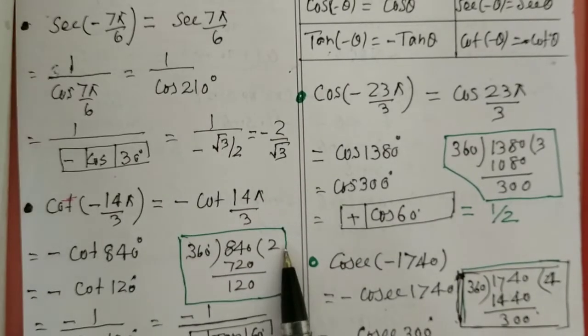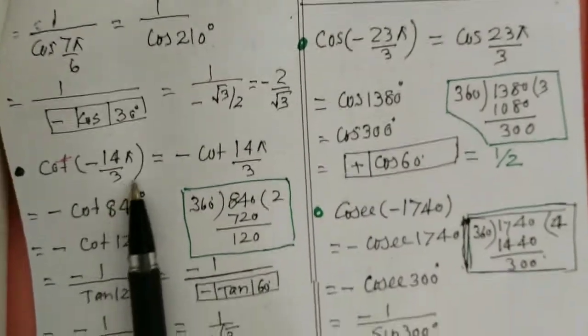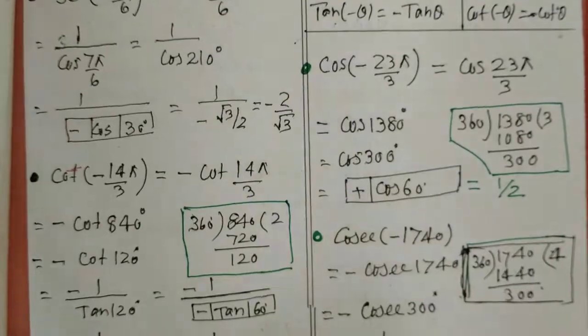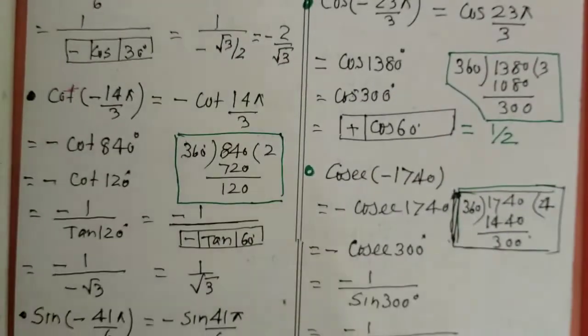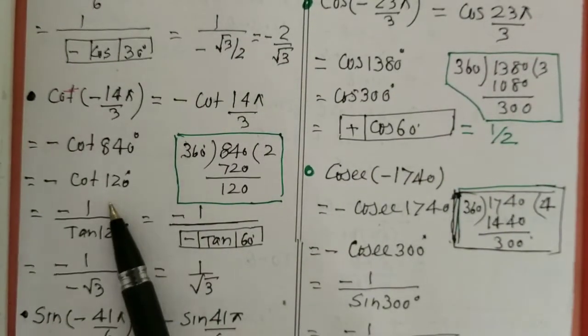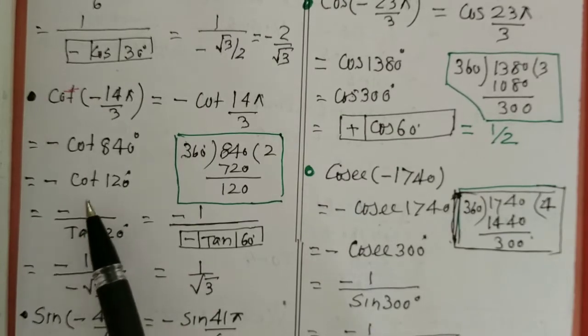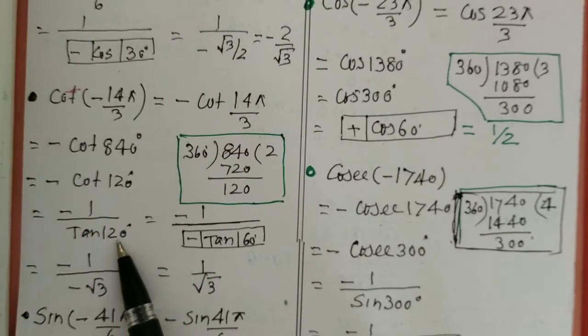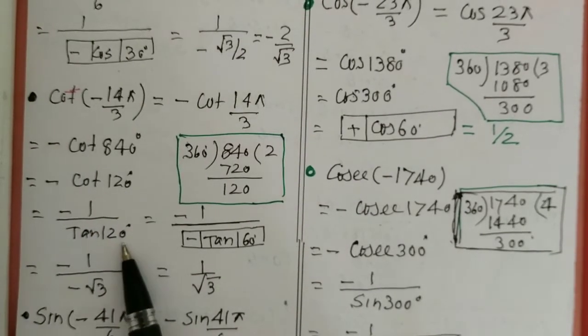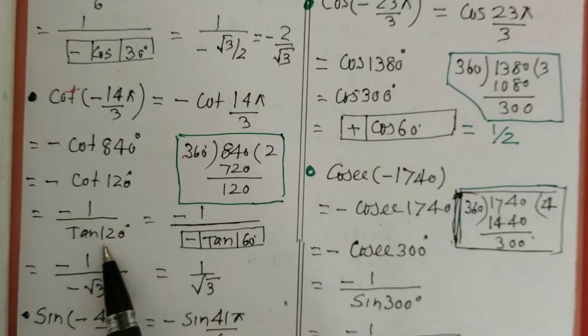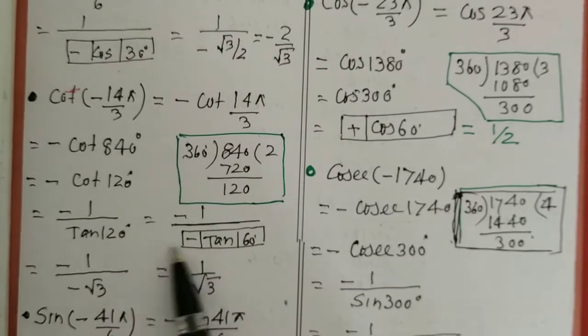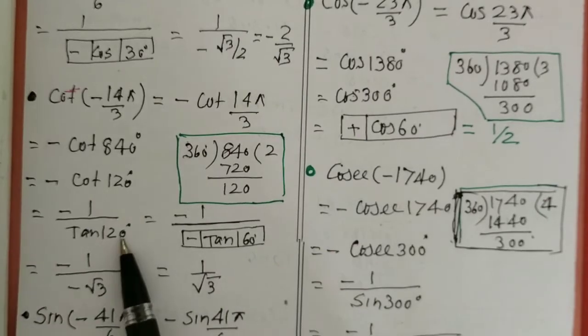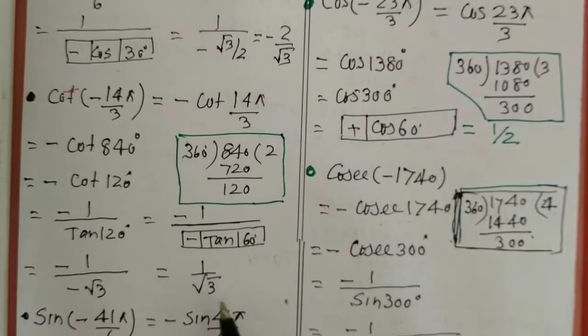Divide it and take the remainder as the new angle, minus 120. Now minus 120 lies in the second quadrant. So in the second quadrant, tan is negative, so tan remains tan, and 120 deviated by 60. So this is the answer.